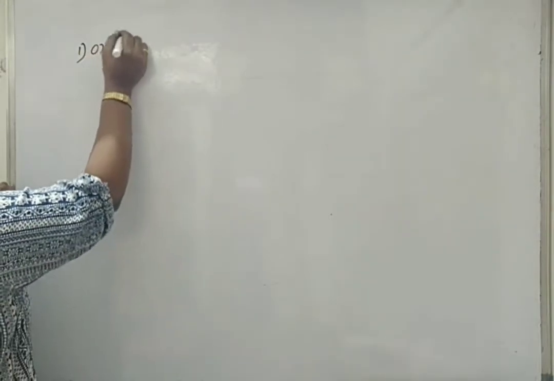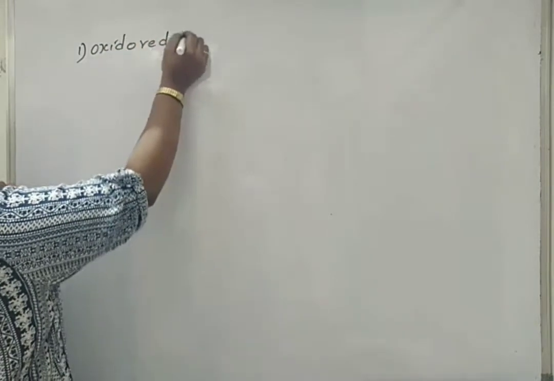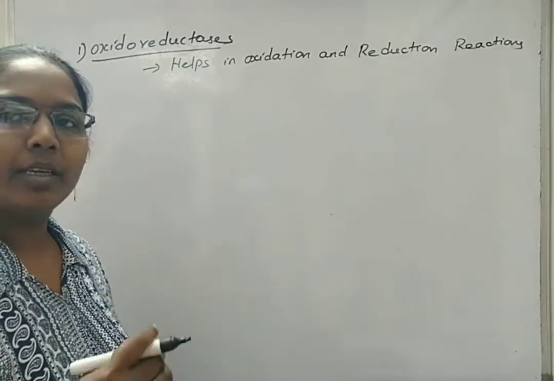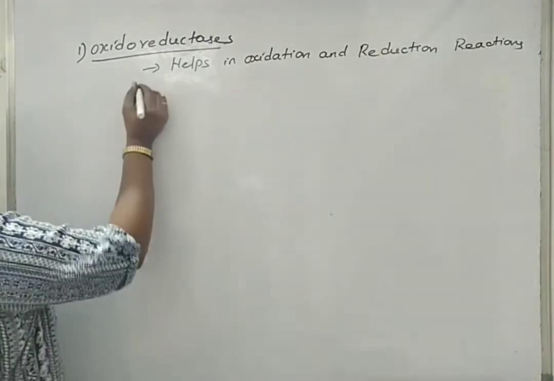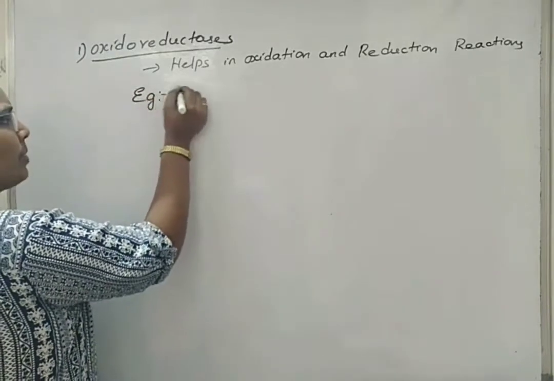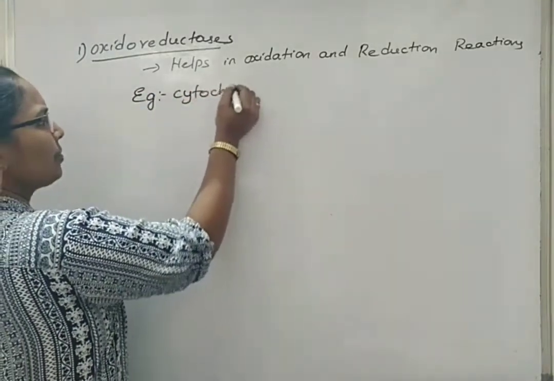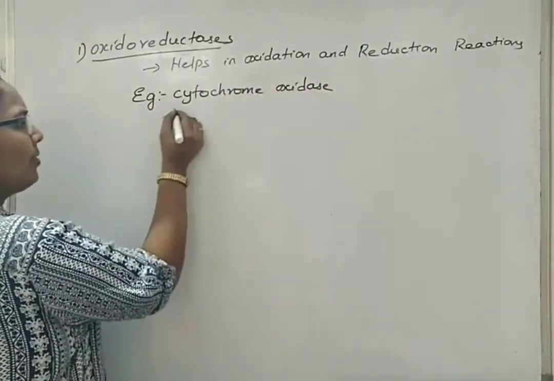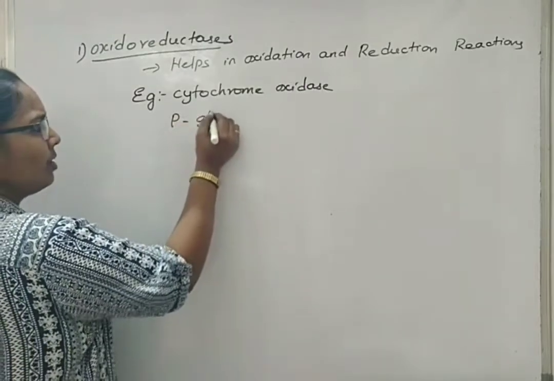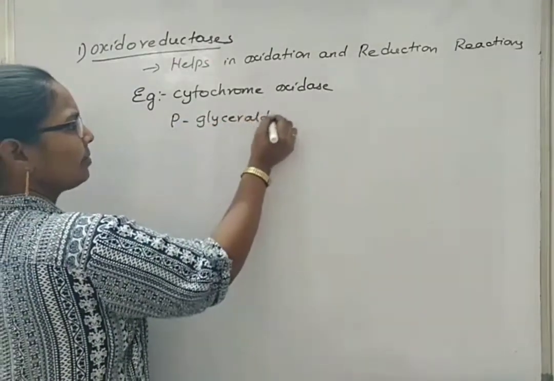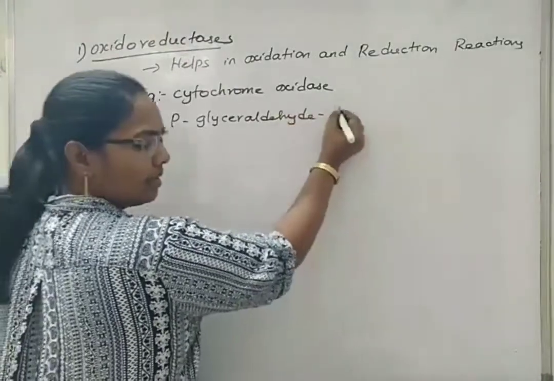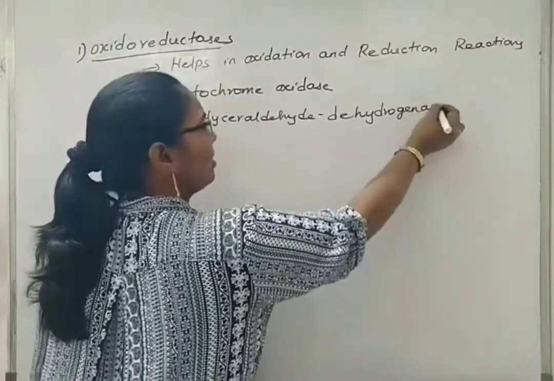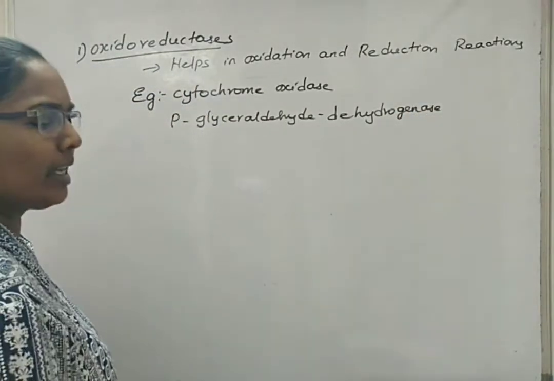So the first one, oxidoreductases. This type of enzyme helps in both oxidation and reduction reactions. Here we can take some examples, like cytochrome oxidase as one enzyme. Another one is phosphoglyceraldehyde dehydrogenase. This converts the aldehyde form into the acidic form.